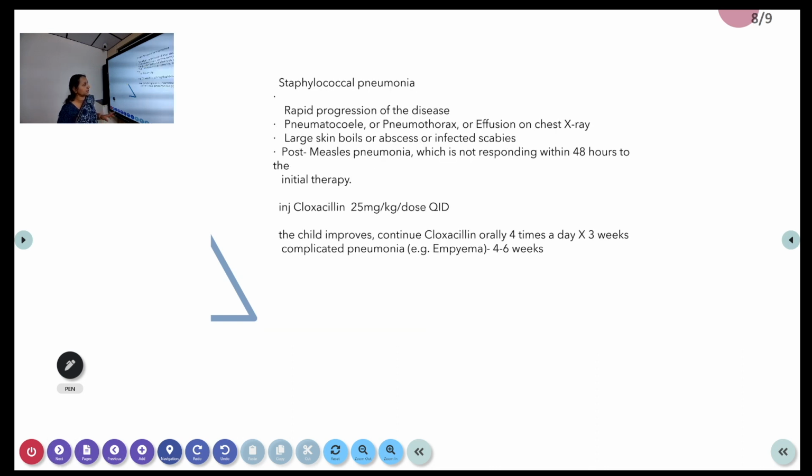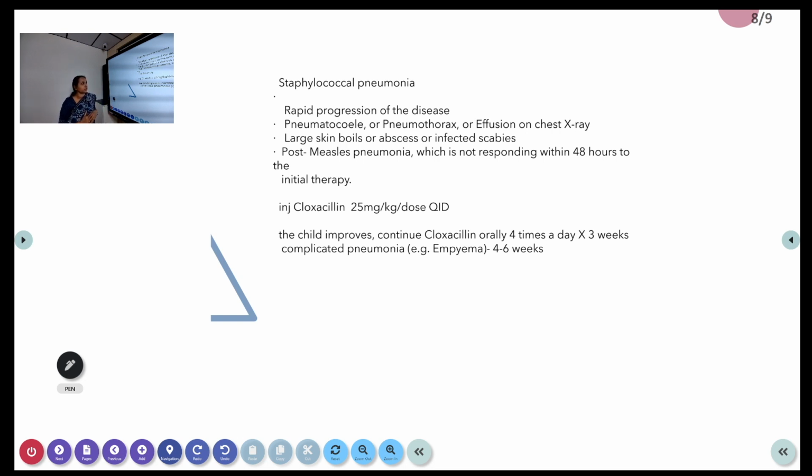So this is about staph pneumonia, one of the organisms which cause pneumonia in children. Usually it is H. influenzae, then pneumococcus, that is Streptococcus pneumoniae, then Staphylococcus. Then we have Mycoplasma pneumonia, usually seen in older children above 5 years of age. Then viral pneumonia, as I already told you, one is respiratory syncytial virus pneumonia.